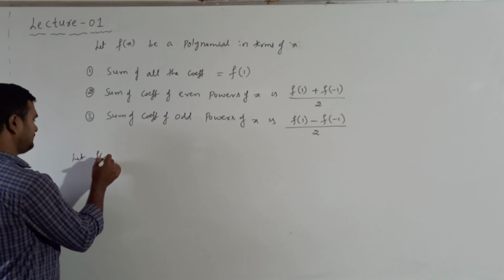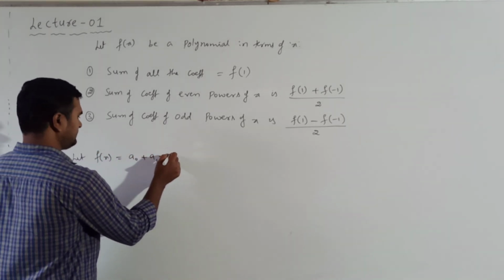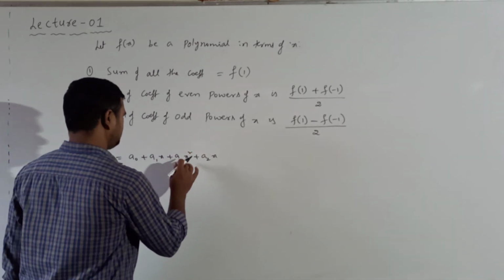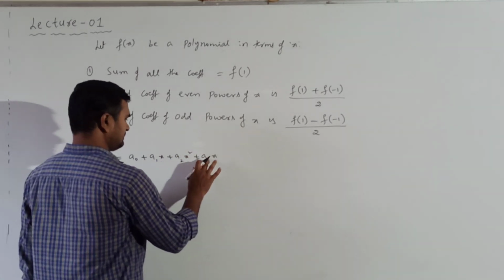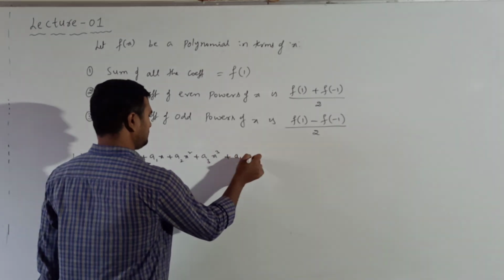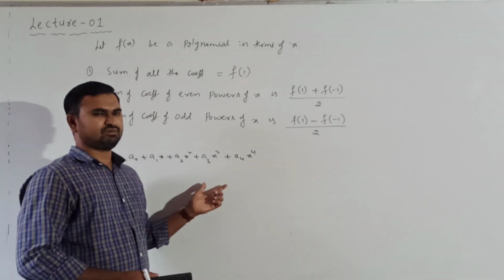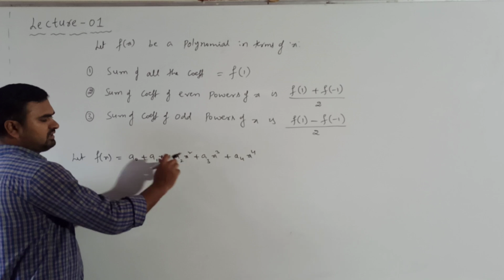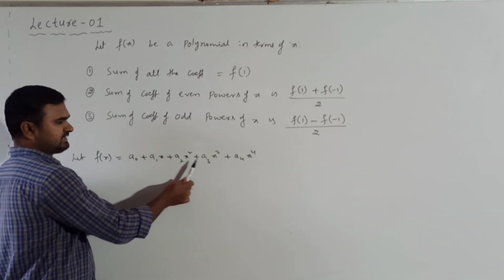Let us take f of x as some polynomial like a0, a1x, a2x square, a3x cube. Suppose I take up to power 4. We can take up to power n, no problem. Now this polynomial we are writing in terms of x. So f of x we are writing like this.